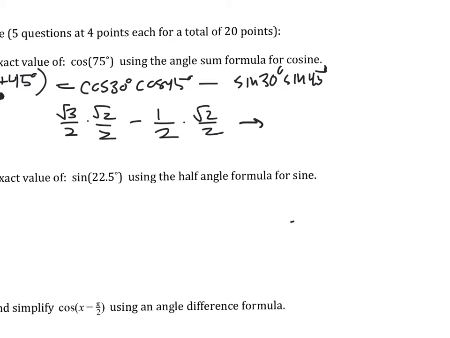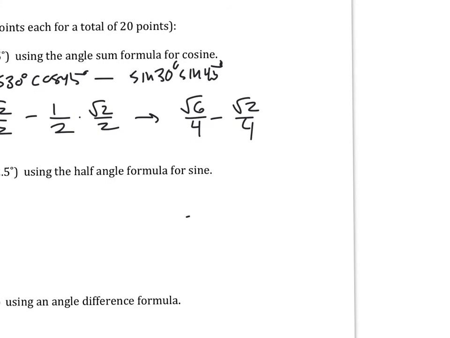So we've got root 6 over 4 minus root 2 over 4. So we can just write it as a single fraction. The denominator is 4, root 6 minus root 2 all over 4.